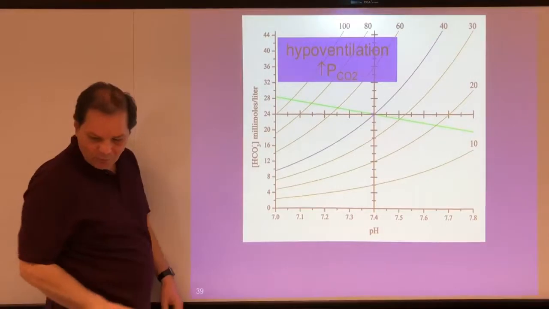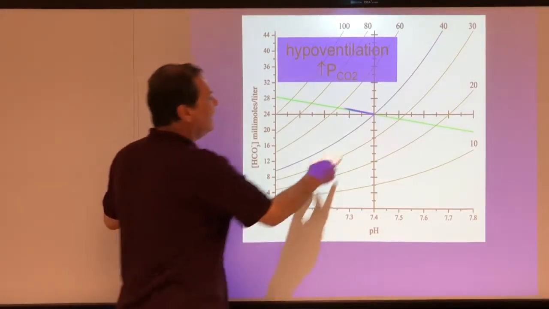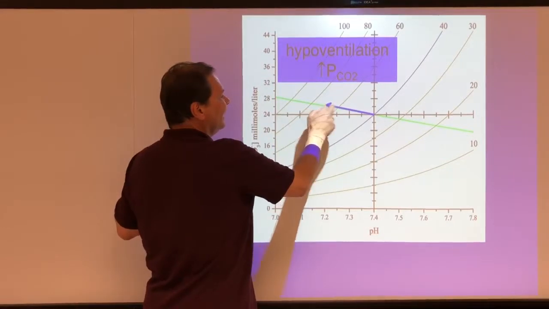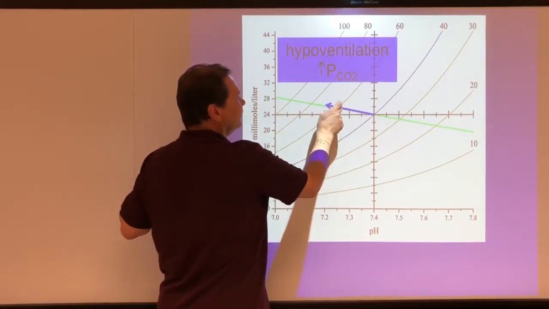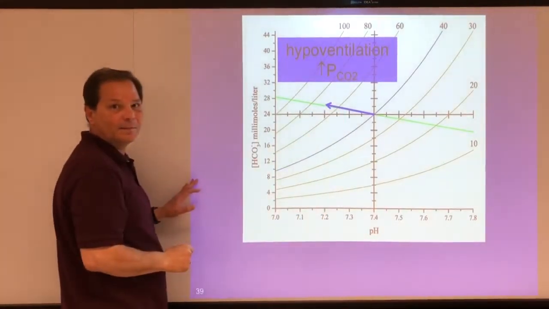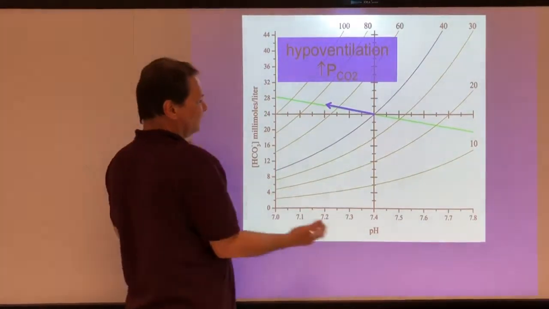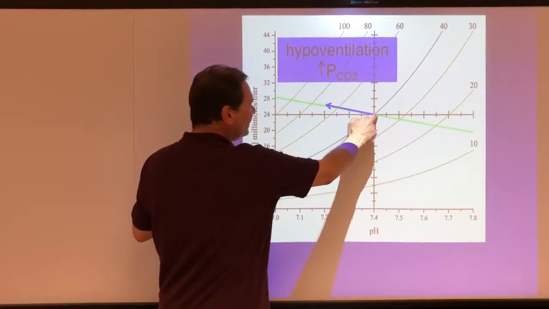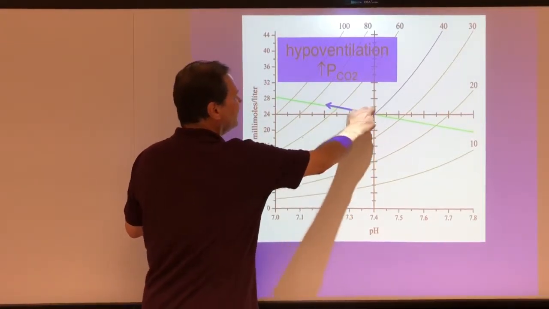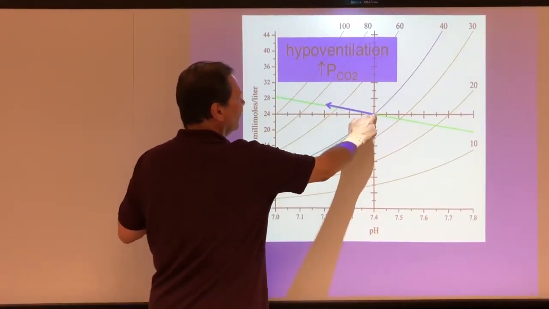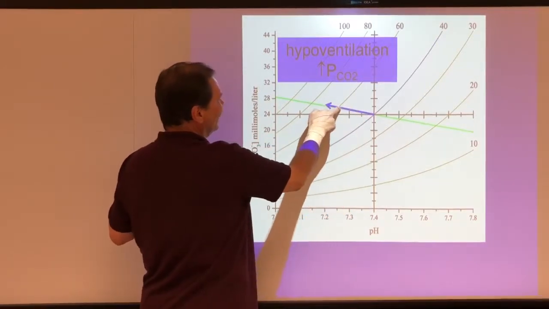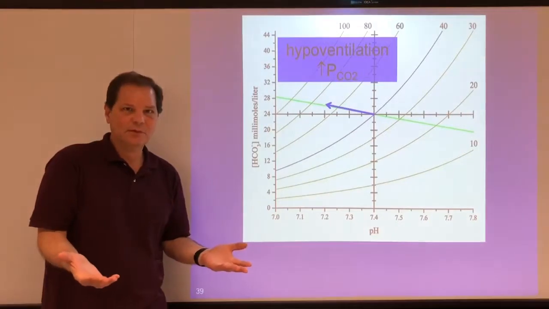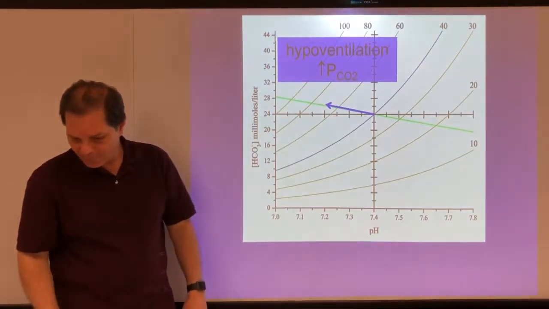So we go along the green line and we produce bicarbonate at the same time we're moving to our next isobar. Okay? So a respiratory acidosis or hypoventilation would cause your bicarb to go up and your CO2 to go up, and they would both go up such that they went along this green line, which has a slope of 11.